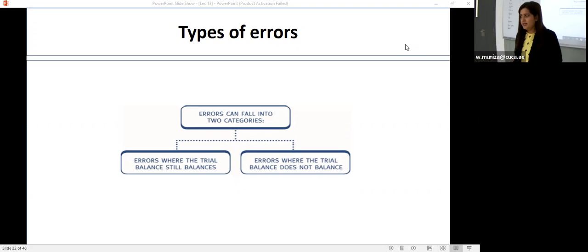What are those categories? Errors due to which the trial balance is not going to agree, and those errors due to which the trial balance will still agree.